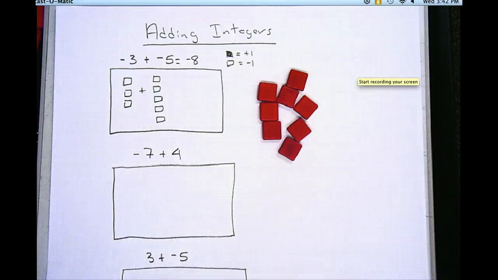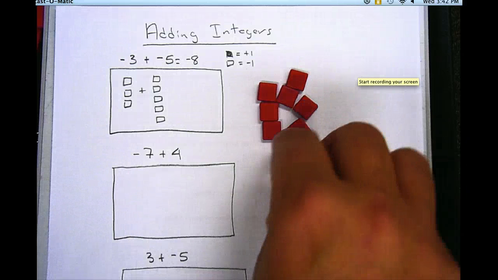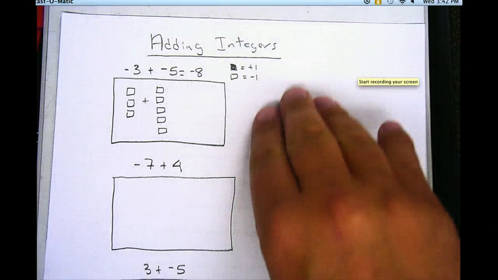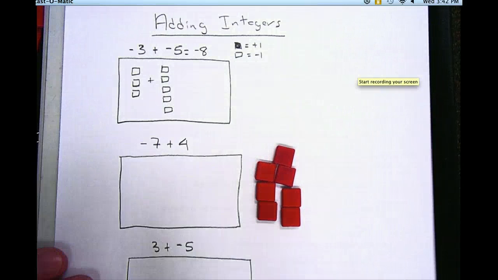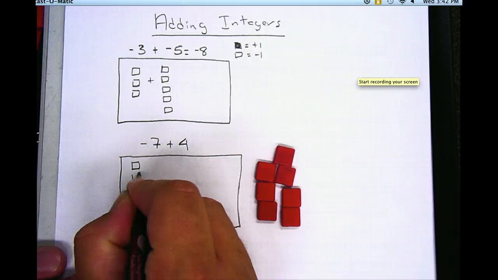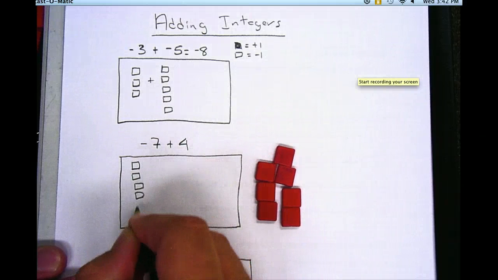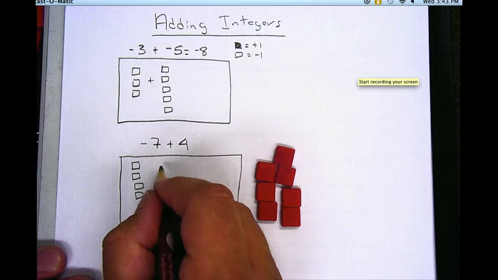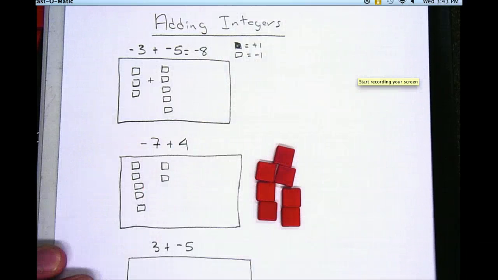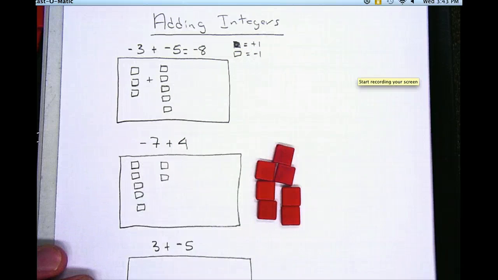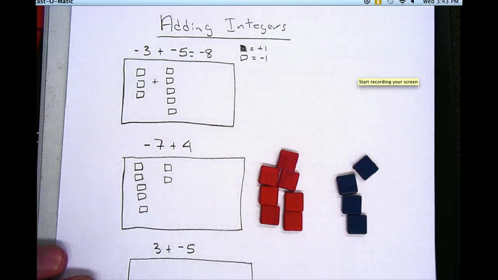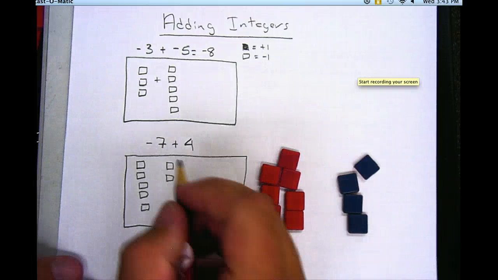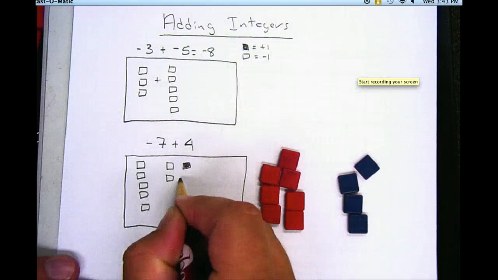Now I'm going to try something a little bit different. I'm going to try -7. I'll just bring these down here. And here's -7 right there. So I'm going to write that down in my model as 7 open squares. There's my open squares, plus 4. So this is -7 plus 4. I have 7 negatives and 4 positives. And I'm going to draw those with closed circles on my model.